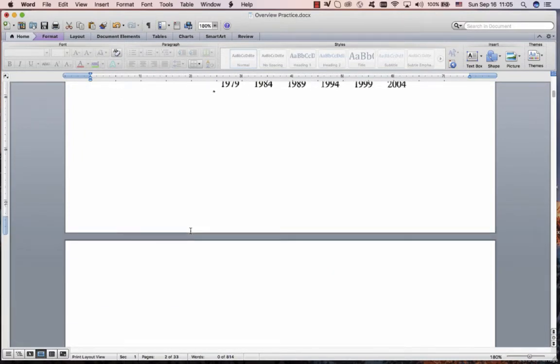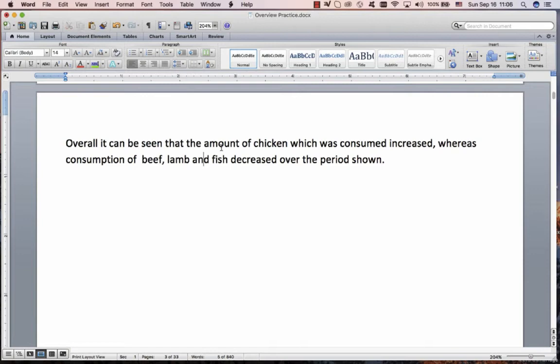So what would our overview be for this? Overall, it can be seen that the amount of chicken which was consumed increased, whereas the other 3 decreased. Right, let me point out a few things. You must have some kind of word that says overall or in general. Just find one phrase that you like. Overall, it can be seen that is the one that I always use for every task 1. And then you don't need to memorize anything else. But you must have either overall or in general or generally speaking to tell the examiner this is the overview.